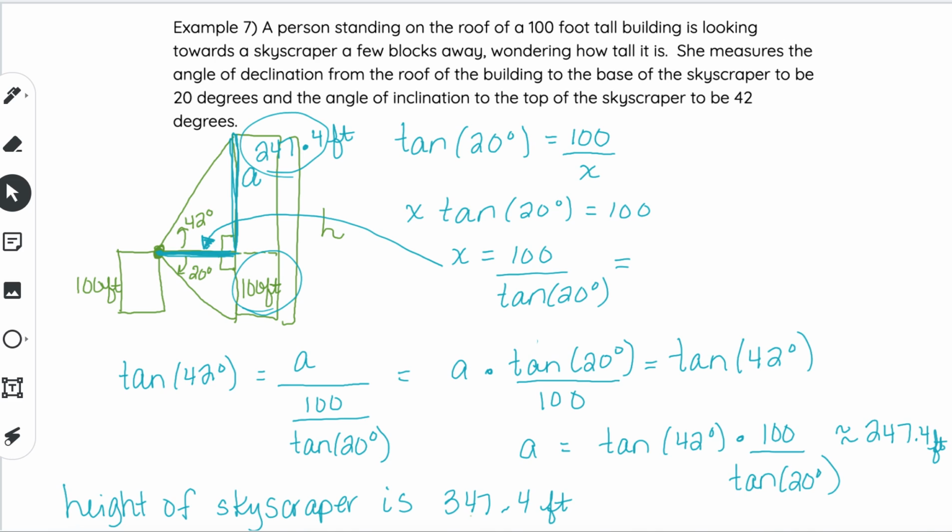So even though sometimes they may not have pictures, I definitely recommend drawing the pictures. You can get an idea of what information we have and what information we need in order to move forward instead of trying to visualize it in our heads. So that is the conclusion of lesson 5.5.